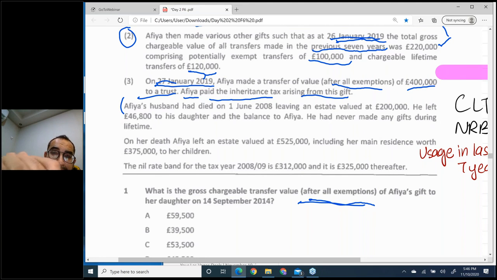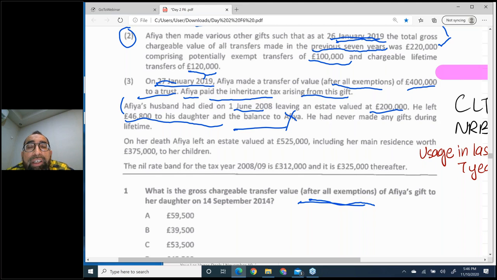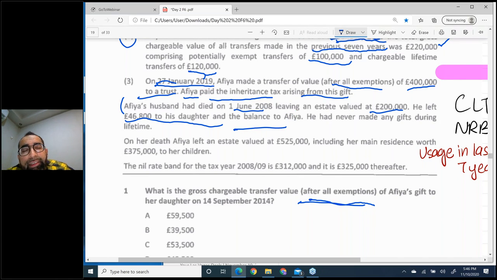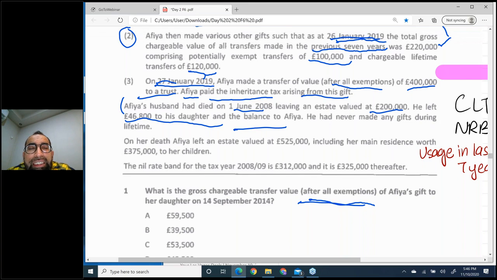Now, Afia's husband had died on 1st June 2008, almost 12 years back, leaving an estate valued at 2 lakh. He left 46,800 to his daughter. Yes, this is chargeable. If you leave anything for your daughter or son, this is chargeable. And the balance to Afia, husband wife transfer, spouse exemption. Husband wife transfers are never chargeable at all. So at the time of his death in 2008, the only chargeable estate was 46,800.